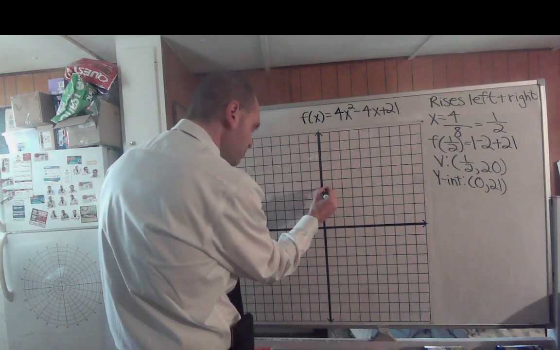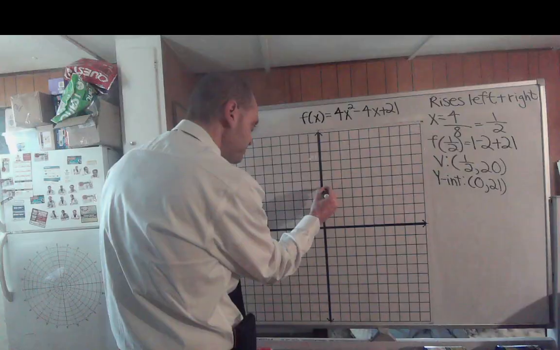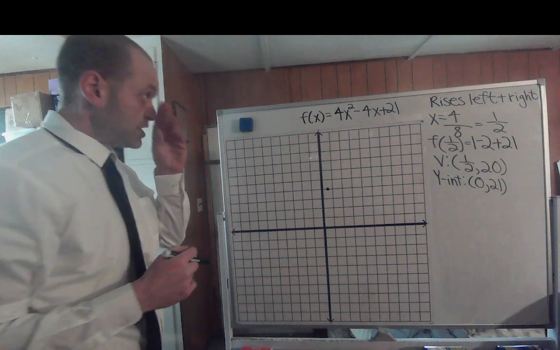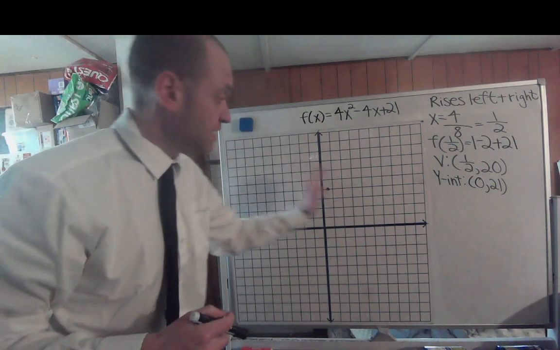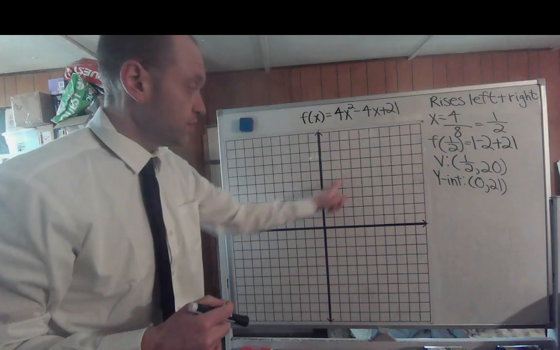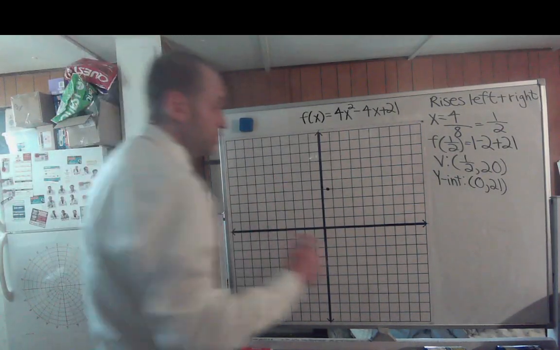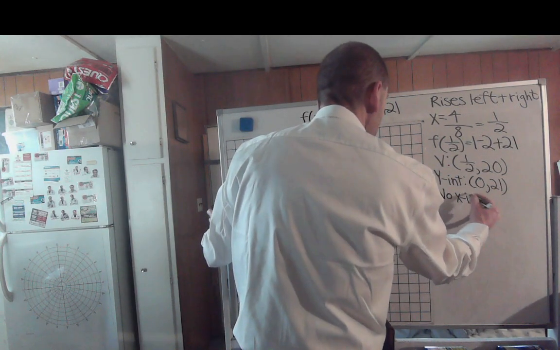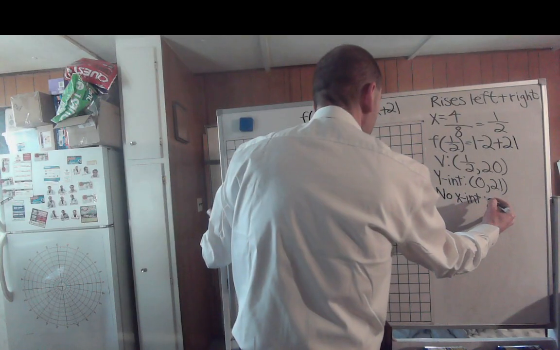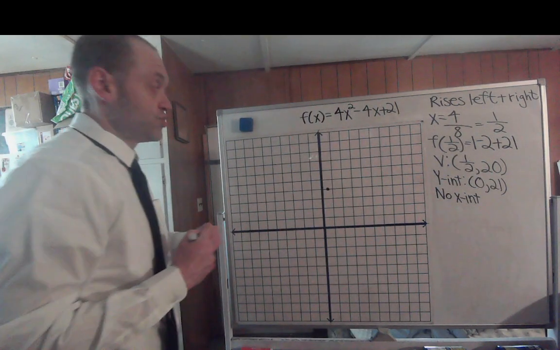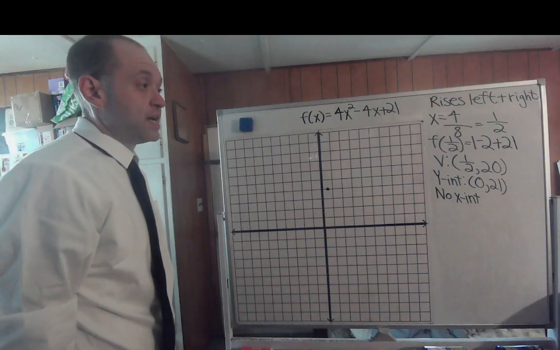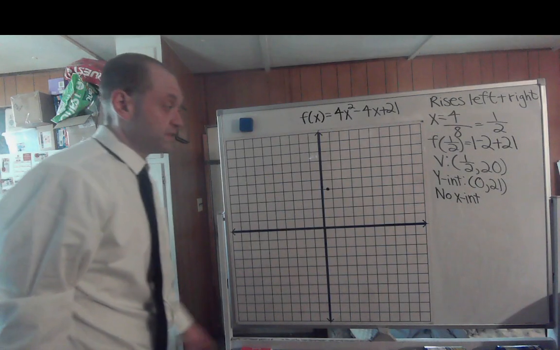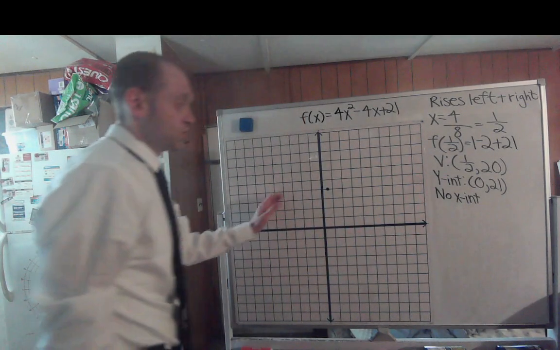Which we'll put right about there. Now it's going to rise to the left and right, and that's your vertex, so clearly there's going to be no x-intercept. You don't even have to try to solve this. I guarantee you would probably want to use the quadratic formula for this, and I promise you that you're definitely going to end up getting a negative number in your square root.